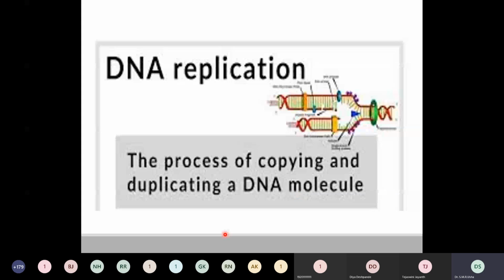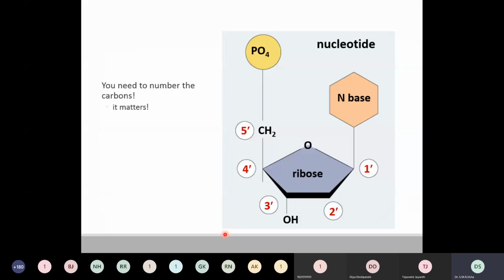Coming to DNA replication. DNA replication is the process of copying and duplicating a DNA molecule. Now, before we go into DNA replication proper, I want you to understand certain basic facts about DNA. DNA is deoxyribonucleic acid, a polymer of deoxyribonucleotides, and they are formed of monophosphates. Let us say this is the deoxyribose sugar. These are the numbering of the carbon atoms.